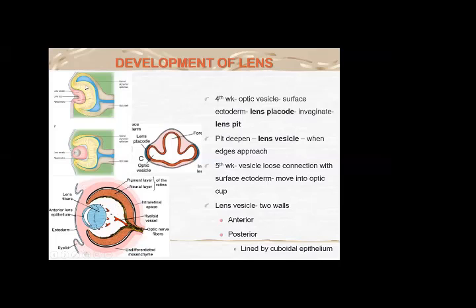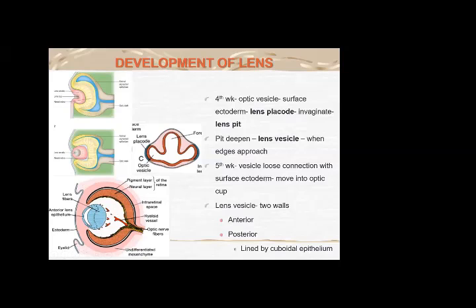As the cup deepens, the lens pit also deepens. Then as they deepen, the two edges or the two lips of the lens pit come close to each other, they approach each other, and then they fuse with each other. So when the edges of the lens pit fuse with each other, the structure that develops is called the lens vesicle.